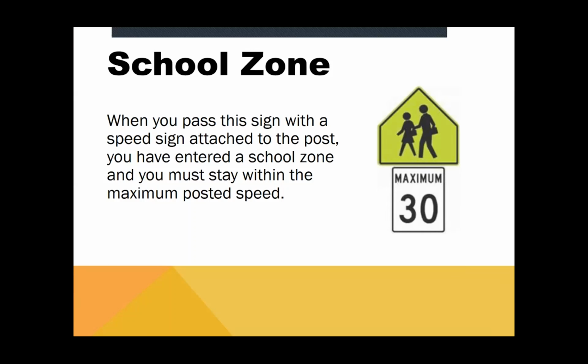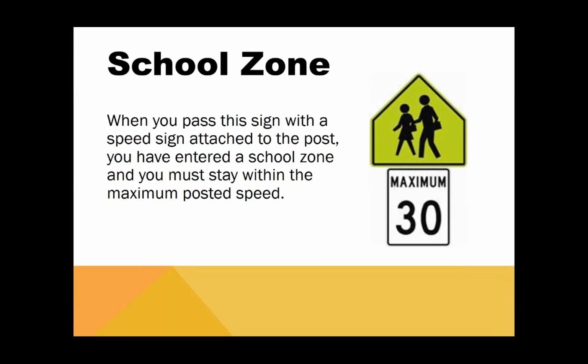So when you pass this sign, and there's a speed sign attached to it, as I mentioned, that means you're in a school zone and you must stay under 30 kilometers per hour, and even be prepared to stop in a school zone. You could be stopping suddenly. That's why we keep it at 30, to make sure that it's safe in case other pedestrians or children are around.